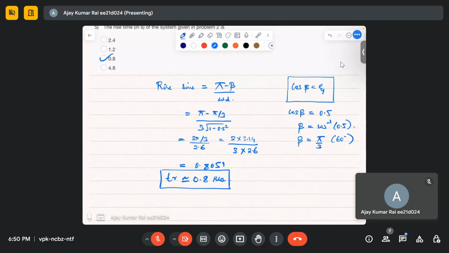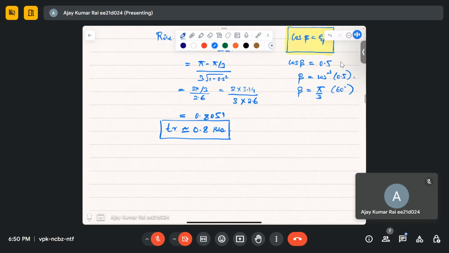To solve this, you have to know this formula, the rise time formula, and what cos of beta is. Let me explain what cos of beta is. If you draw the complex plane, you'll have two roots: minus zeta into omega n on the real axis, and j omega d on the imaginary axis.